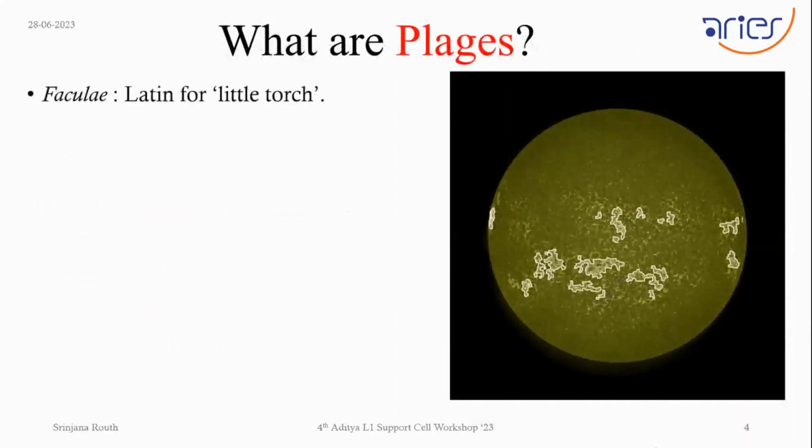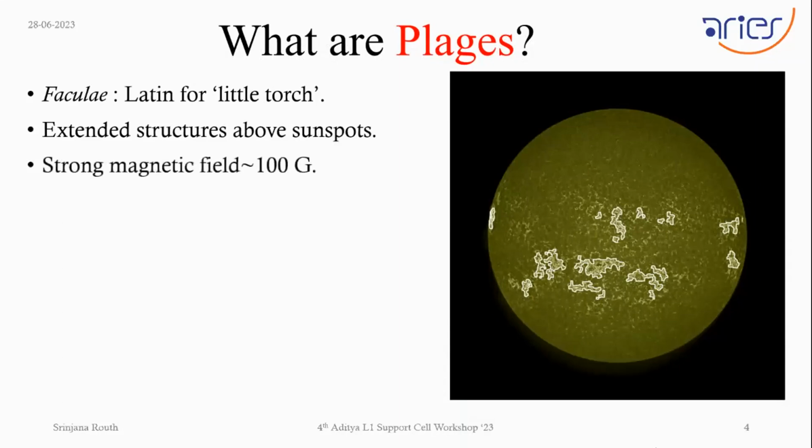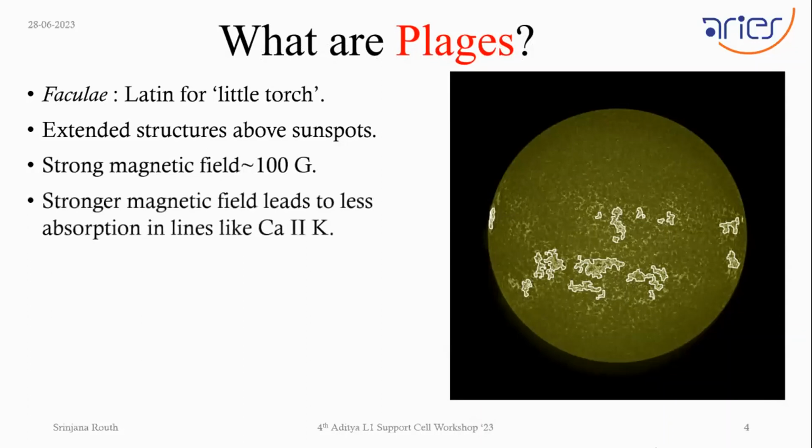So these plages or the chromospheric faculae derive their name from the Latin word for faculae, which means little torches. So these are extended structures above sunspots. Like in this image that you can see, this small area is a sunspot, and this entire extended region in the chromosphere is a plage. So these are regions of very strong, dense magnetic flux. So there is strong magnetic field of about 100 Gauss over here. And this stronger magnetic field leads to lesser absorption of certain lines like calcium 2K. And this leads to the brighter appearance of the plages.